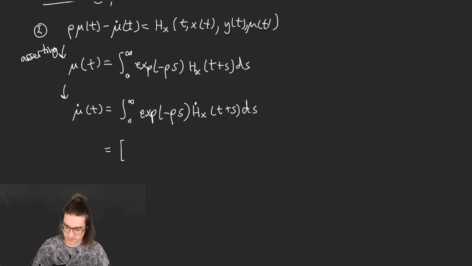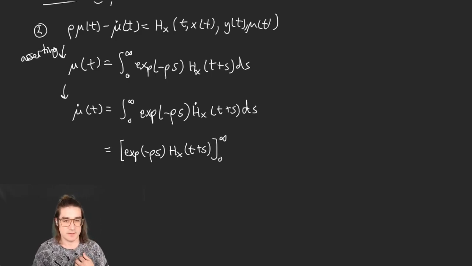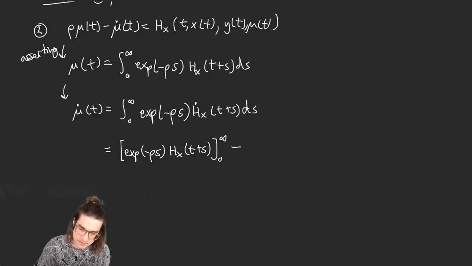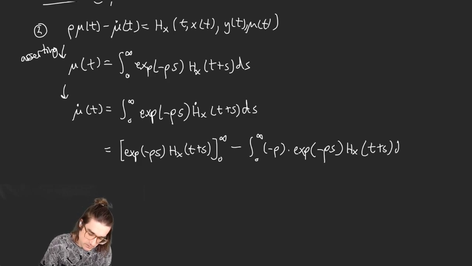All right, and so what do we get? We're going to get that constant term that you get with integration by parts, where you get u and now v, so there's no dot on hx, and that's evaluated for the same bound, 0 to infinity. And then minus the flip, so now it's u dv. It's going to be the derivative of the exponential and the integral of that h dot x term. So the derivative of that exponential is minus rho times this rho s, and then that integral of h x dot is just hx.